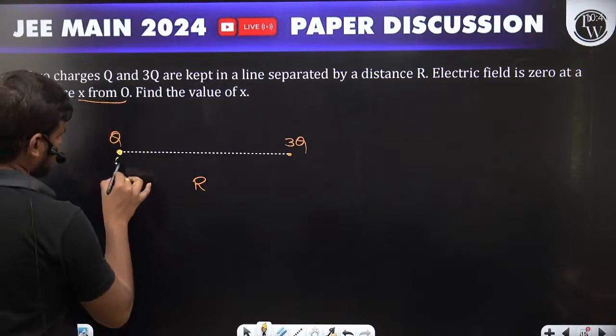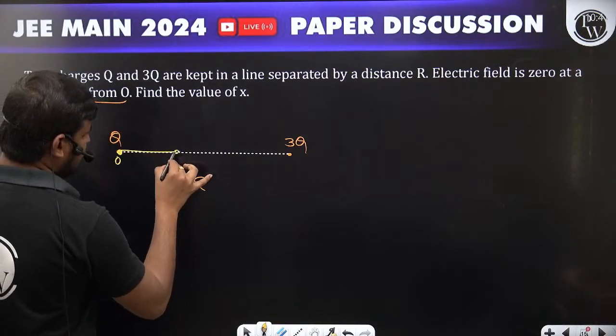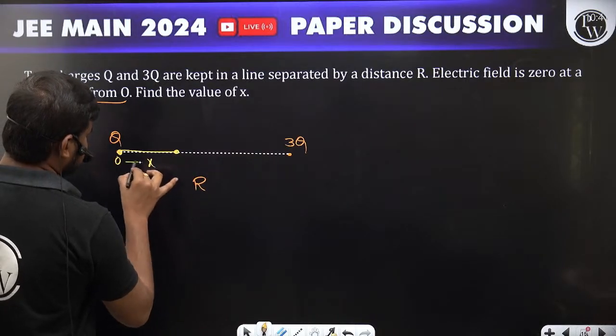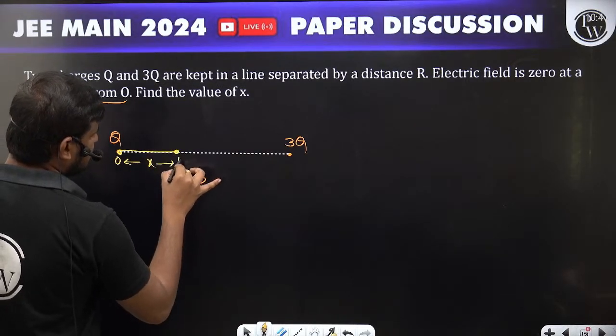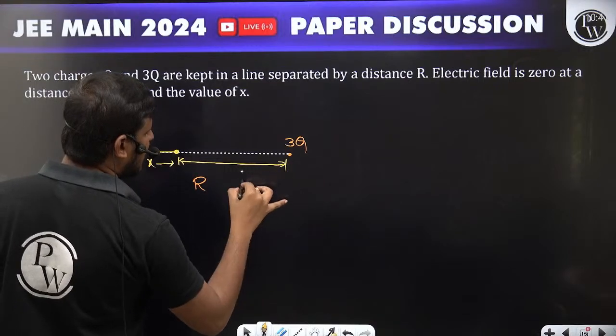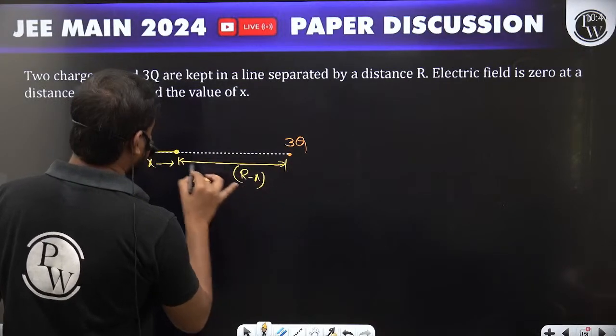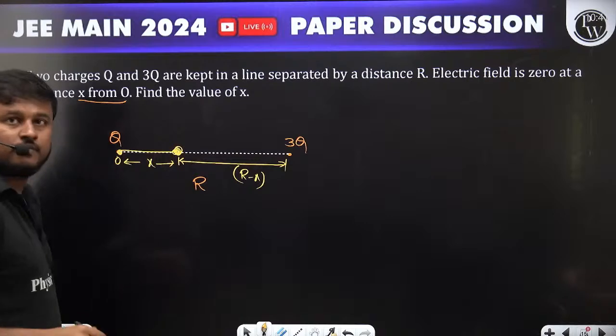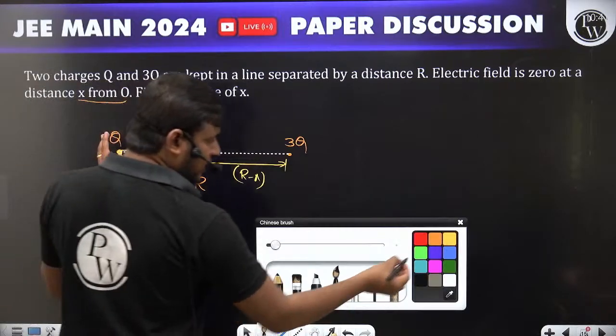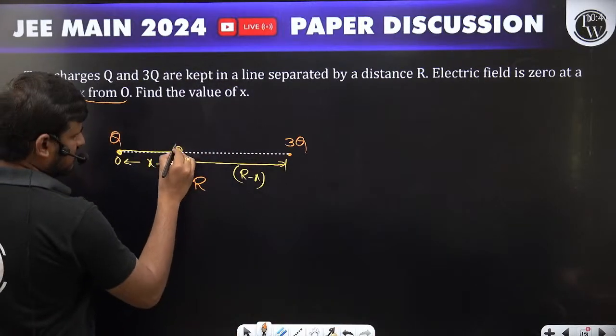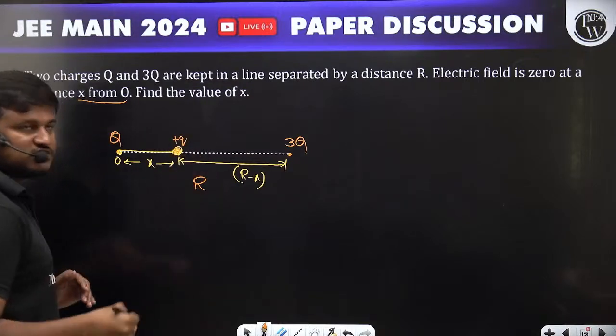Consider this point is O. From here, let's say the distance is x. If this distance is x, then this distance will obviously be r minus x. Here the electric field is 0. So at this point, consider a small positive charge here.